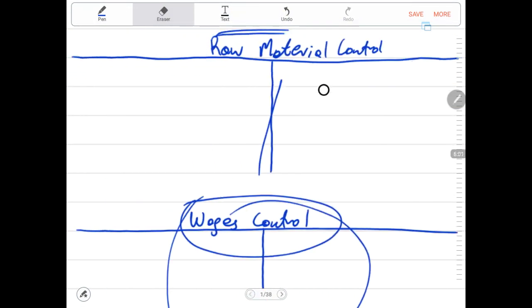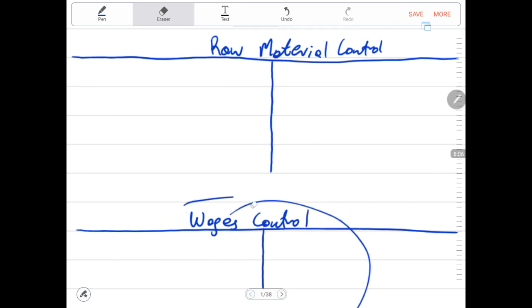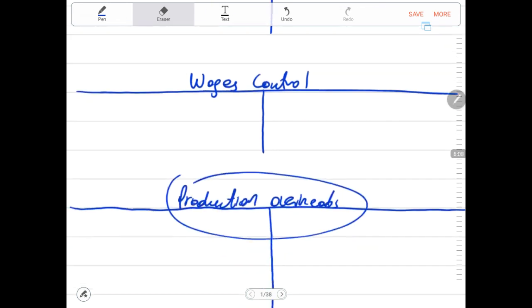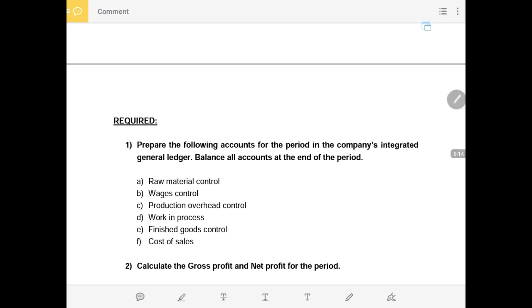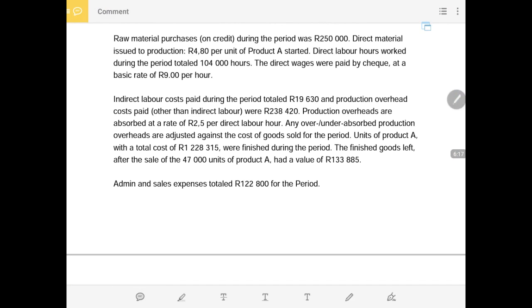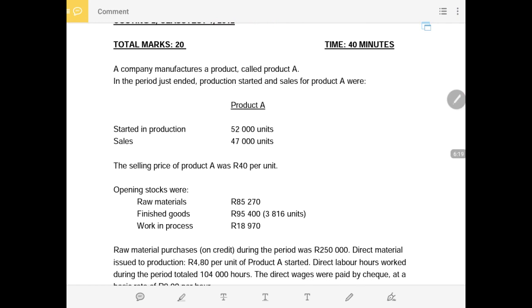Then after it is finished from the work that was in process, it will be a finished product. That is the simple process, just in my own view. Now we will do number 2 immediately when we're done with these ledger accounts.